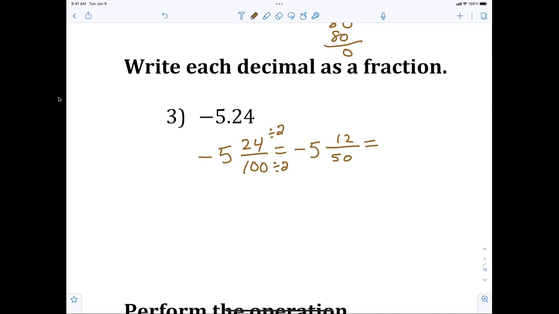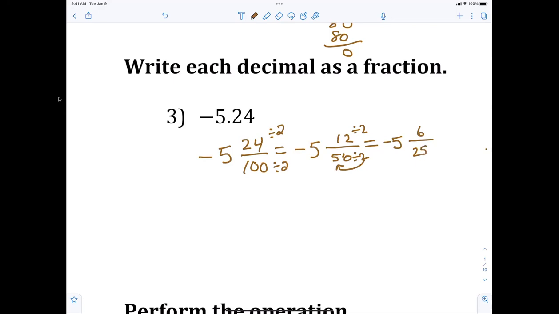Again, don't forget they're both even. Just divide by 2 again. And so now we have -5 and half of 50. Just do it this way. 2 goes into 5 how many times? With how many left over? So now you say 2 goes into 10. 5. There you have it. That's it.